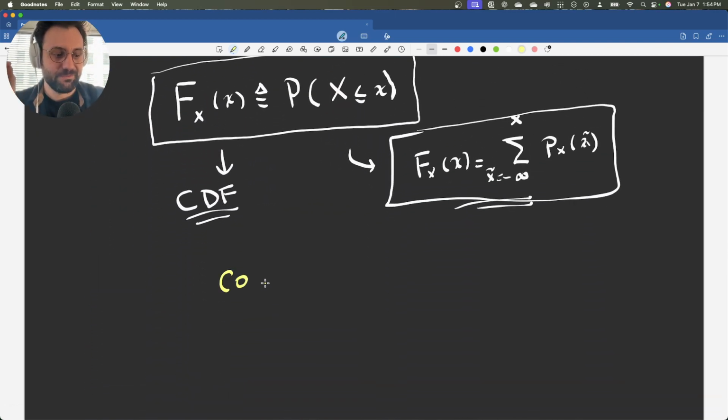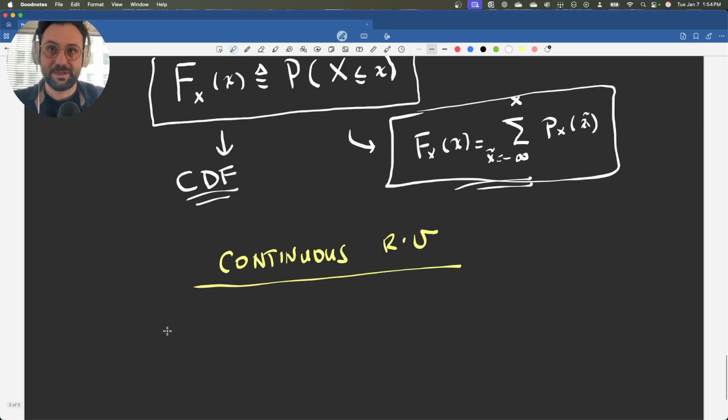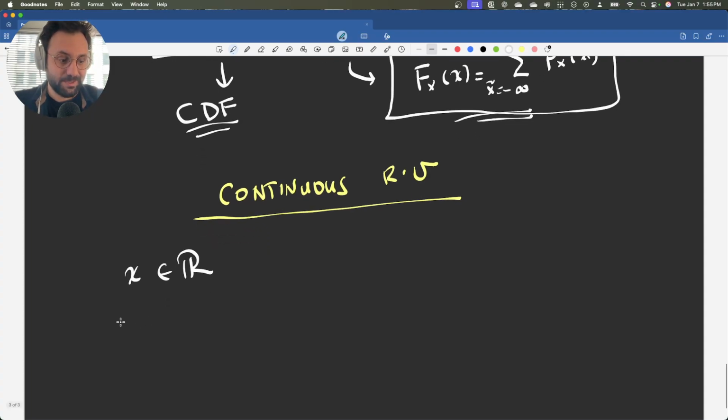Just so that I can introduce the continuous random variables. So when the random variable is continuous, it can take any number. So x is in real numbers. It can take any real number that you can imagine. So therefore we're talking about a p x of x that is not necessarily equal to the probability of x equals x.